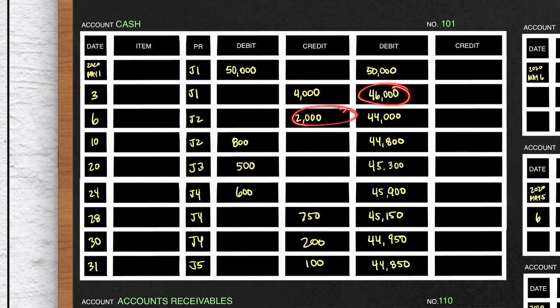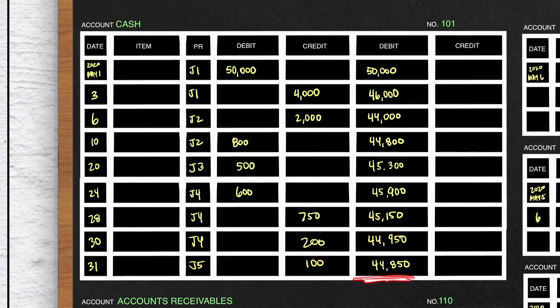So currently we have 46,000, and then we have another credit of 2,000. So you got to take the difference. So that 46 goes down to 44. So the 44,000 debit is combined with the 800 debit. You're going to add if it's the same. 44,800 plus 500, because they're both debits, it's 45,300. Debit and debit, add again, add another 600. Now you have 45,900, and you have a credit, so you're going to take the difference. You get 45,150. 45,150 against 200 credit.